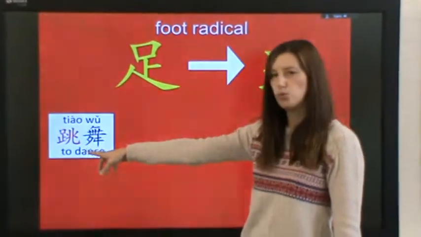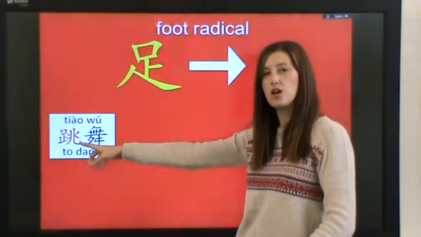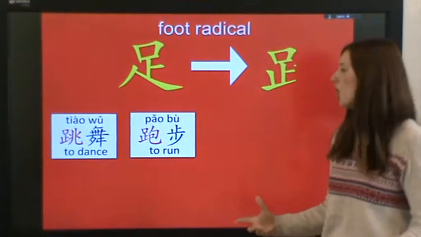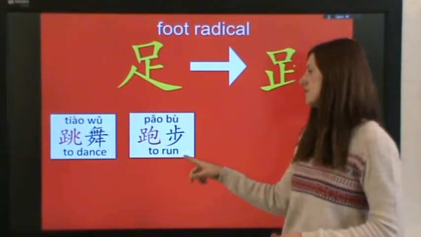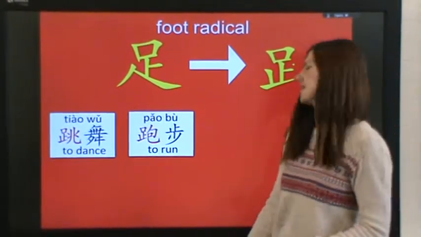So 跳舞 means to dance. We have it on the left-hand side. 跳 on its own means to jump because you jump with your feet. Similarly, with an activity or a hobby, we have 跑步, which means to run. You run with your feet, so we've got our foot radical on the left-hand side.